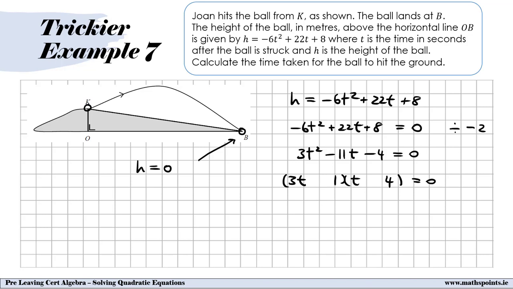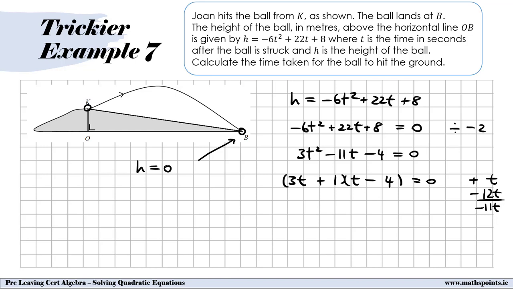And if I try this, I have 3t by t is 3t squared. 1 times 4 is 4. And then the product of the inner terms, 1t, and the product of the outer terms, 12t, can combine to give minus 11t. And they'll combine to give minus 11t if I give the 12t a minus and the t a plus. So the minus 12t is the outer, so that gets a minus, and the plus t is the inner, and so that gets a plus.